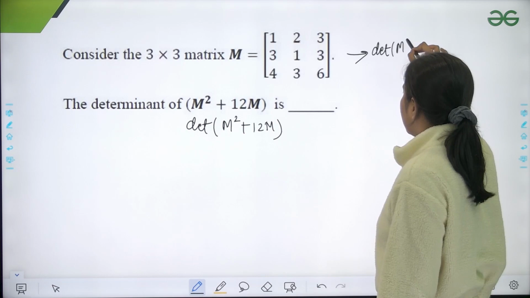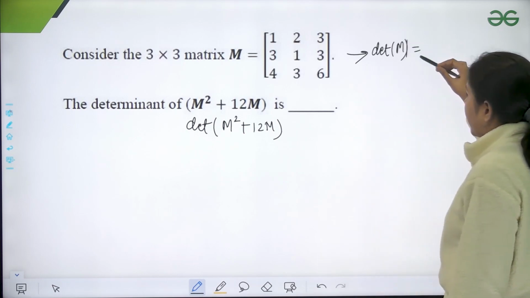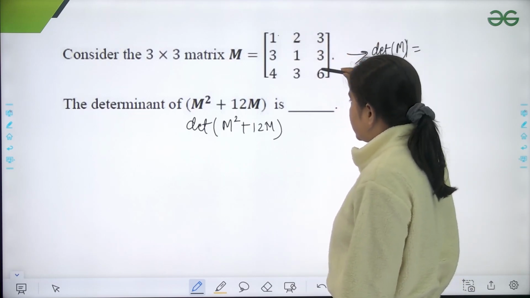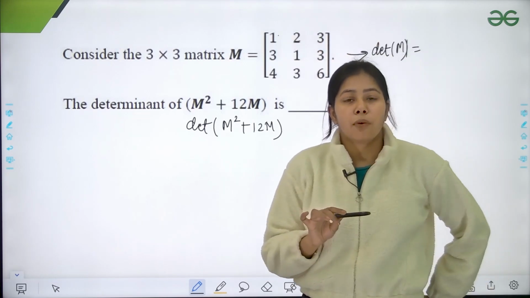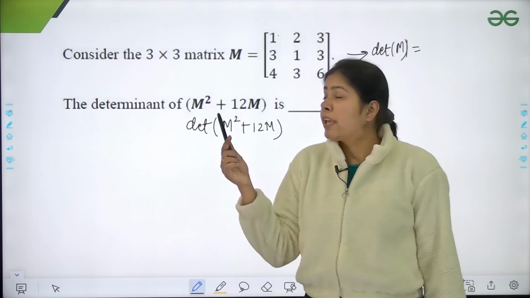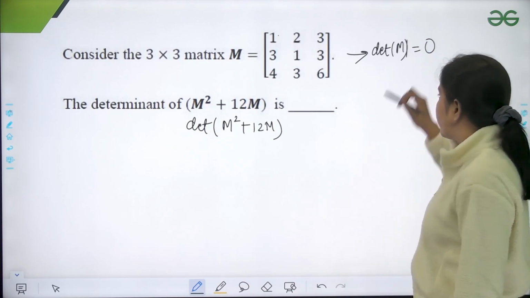If I find the determinant of M, you can see directly that 1 plus 3 is 4, 2 plus 1 is 3, 3 plus 3 is 6. That means the sum of the first two rows is equal to the third row. So if we get something like that, we say that the determinant is 0. So here the determinant of M is 0.